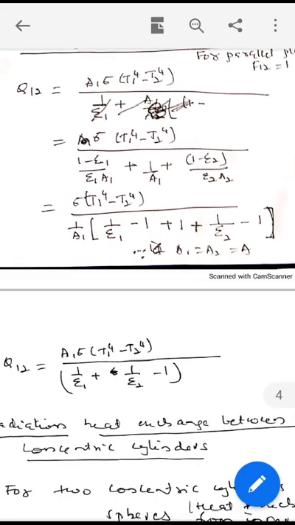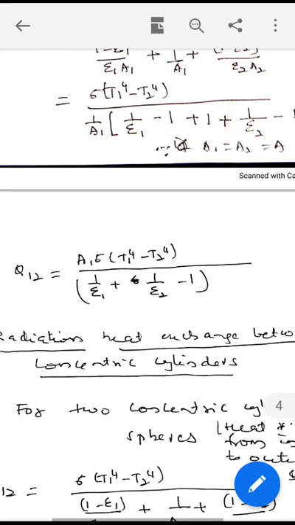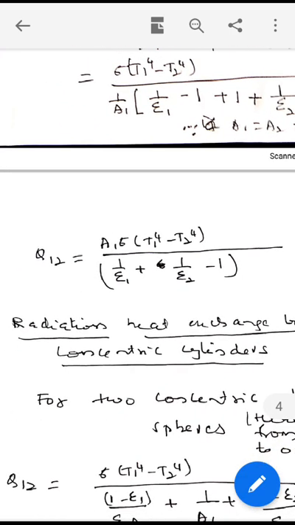This gives Q12 equal to A1 sigma (T1 raised to 4 minus T2 raised to 4) divided by (1/epsilon 1 plus 1/epsilon 2 minus 1). This is the radiation heat exchange between two infinite parallel plates. This derivation has already been proved while arriving at the proof of Kirchhoff's law.